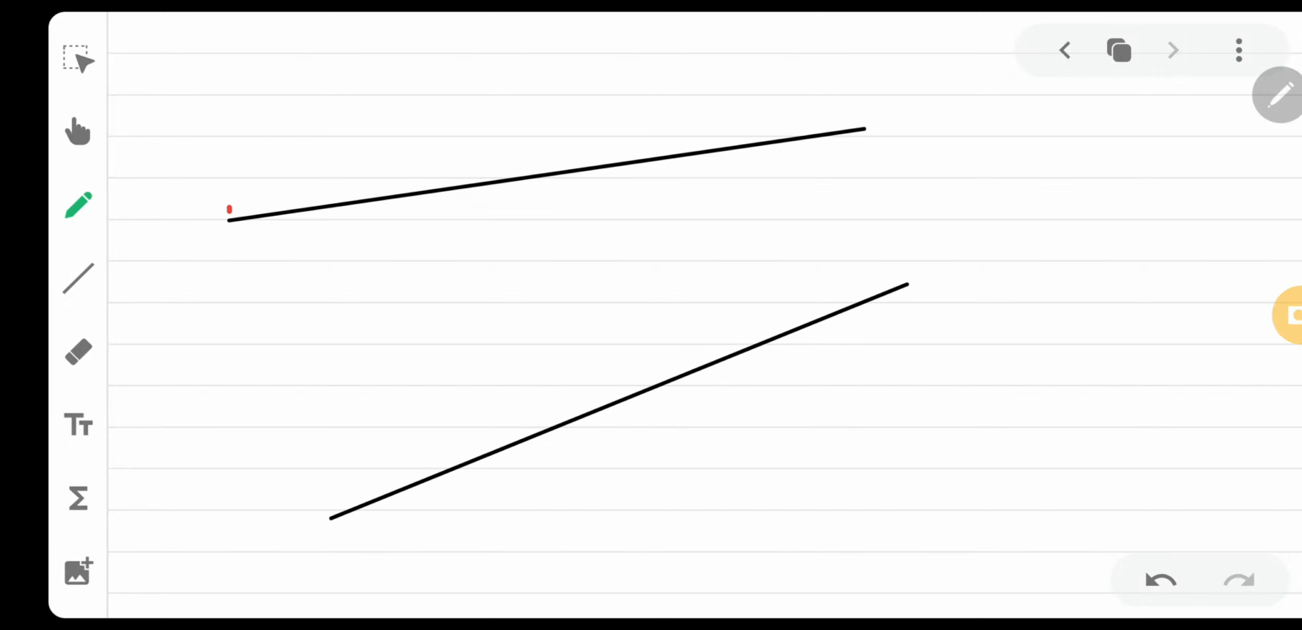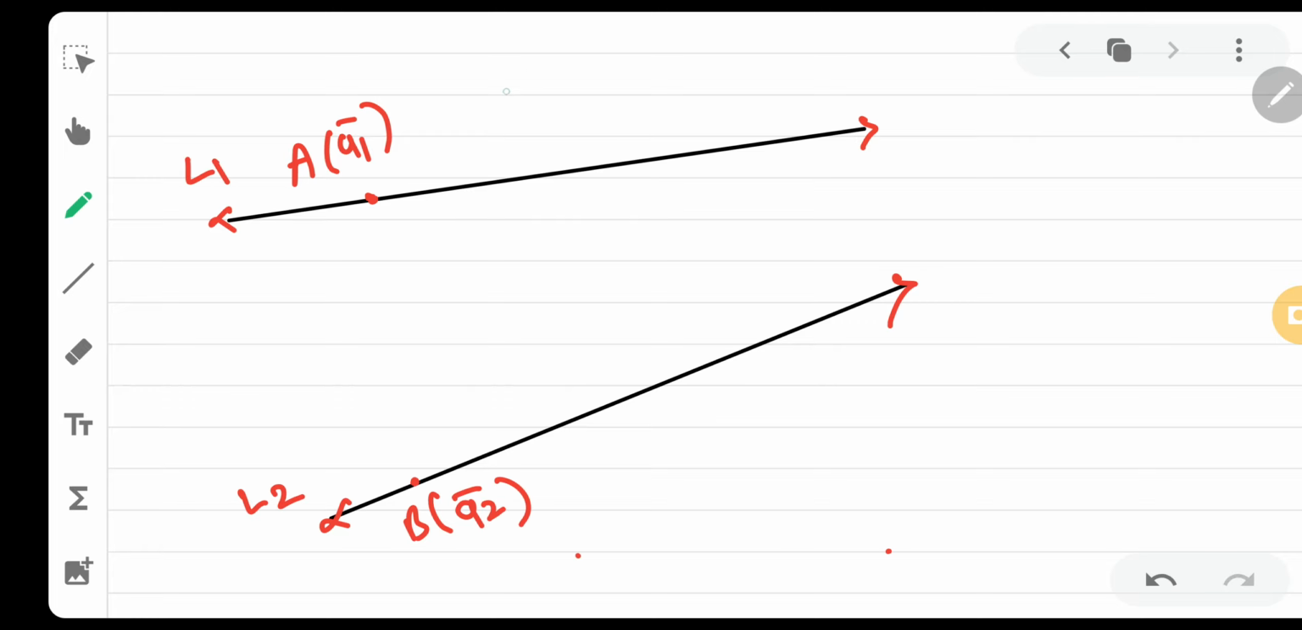First of all, let me redraw the lines so that you can feel that in a better way. Suppose this is your point A, A1 bar, and this is your point B, A2 bar, and this is line 1 and this is line 2. Line 1 is parallel to B1 bar, line 2 is parallel to B2 bar.